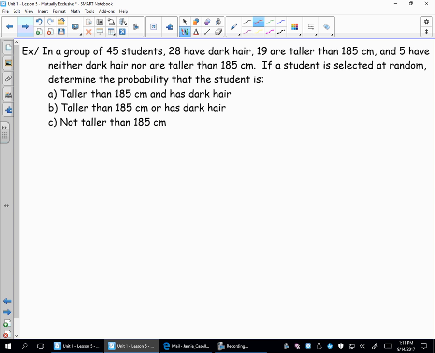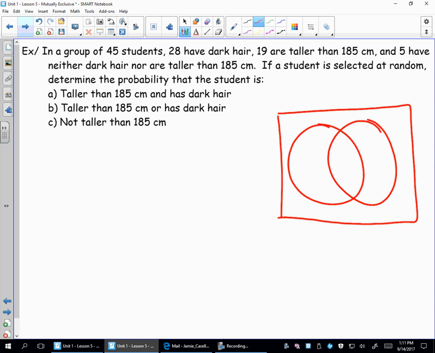Okay, a student is selected at random. Determine the probability that the student is... Well, I look at this and I say to myself that there's an overlap. There's people who are tall and have dark hair. So I'm going to use the Venn diagram. I like the Venn diagram. I think it's pretty easy to work with once I get the hang of this. So what do I need? I need dark-haired people and tall people. And what have they told us?